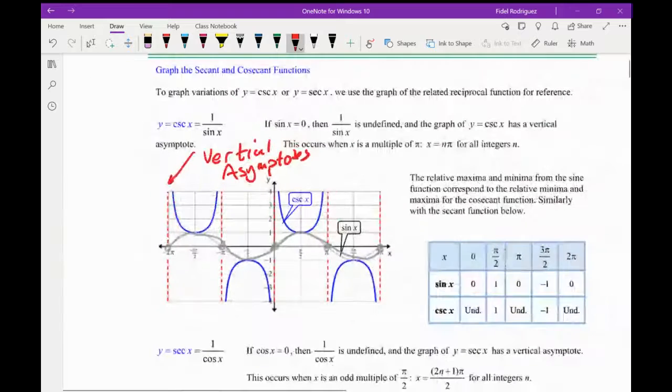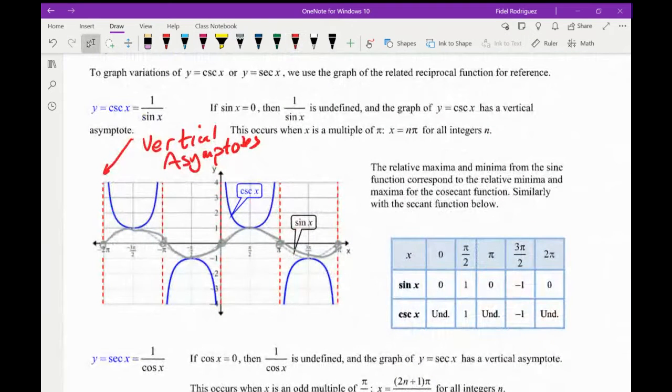And so it says here, if sine of x is equal to 0, then 1 over sine of x, which is our cosecant, is going to be undefined, and the graph has a vertical asymptote. That's what we're talking about, those lines. This is going to occur when x is a multiple of pi. Anytime we have a multiple of pi, we're going to have one of these vertical asymptotes. So pi, 2 pi, 3 pi, 4 pi, 5 pi, or 0, negative 1 pi, negative 2 pi, negative 3 pi, and so on and so forth.